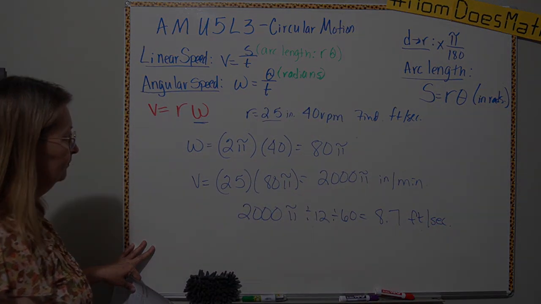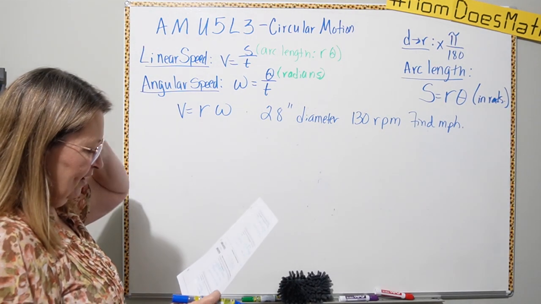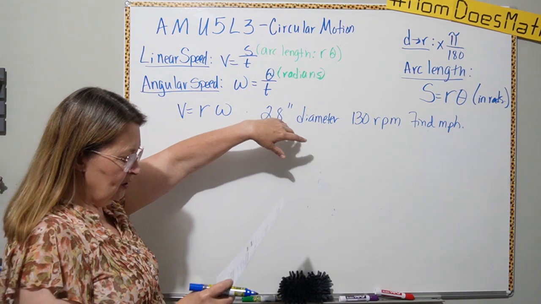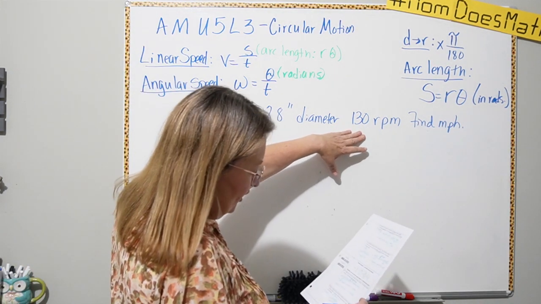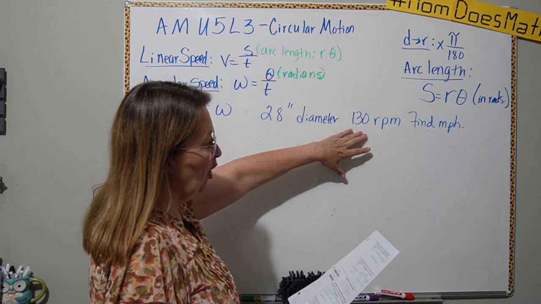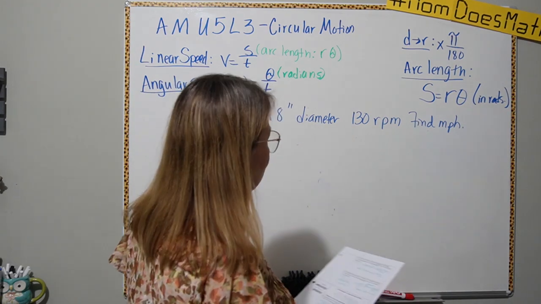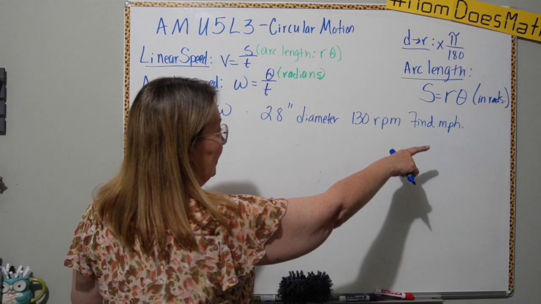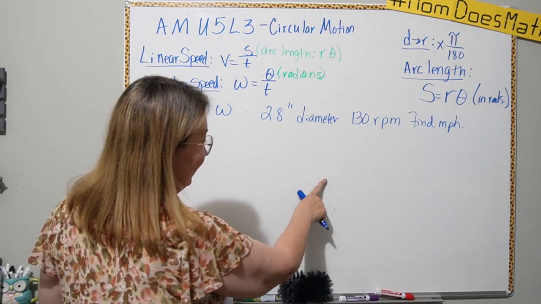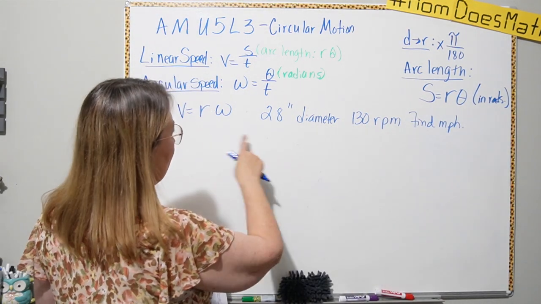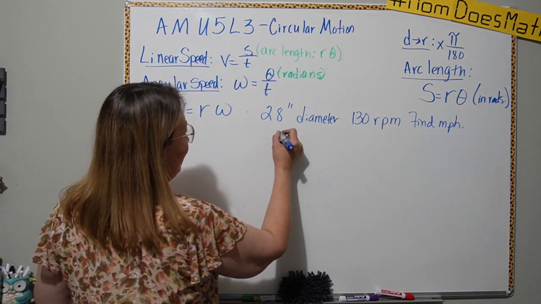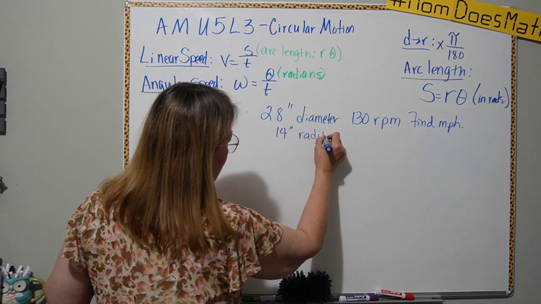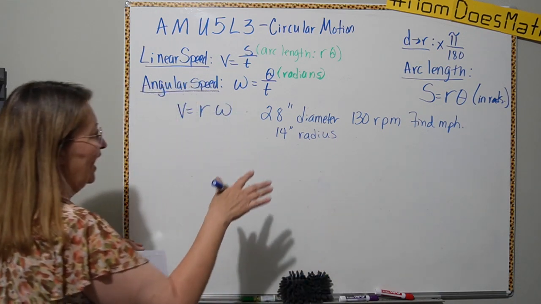feet per second. Okay, for the next problem, we have Ryan riding his bicycle, and the wheels are 28 inches in diameter. The wheels are rotating 130 RPMs, which is revolutions per minute, and we want to find miles per hour. So we've got inches and minutes that we're going to have to change to miles per hour at the end, but let's find our answer first. We have a diameter, so I'm going to write under here that 14 inches would be our radius. We want half of that.